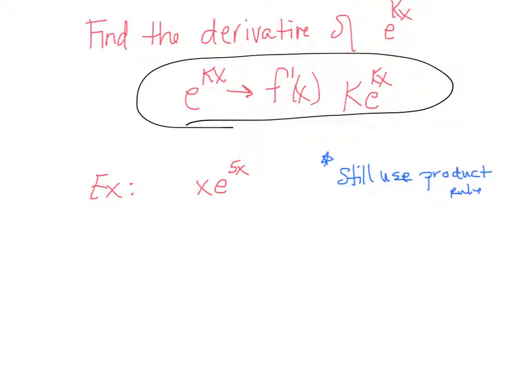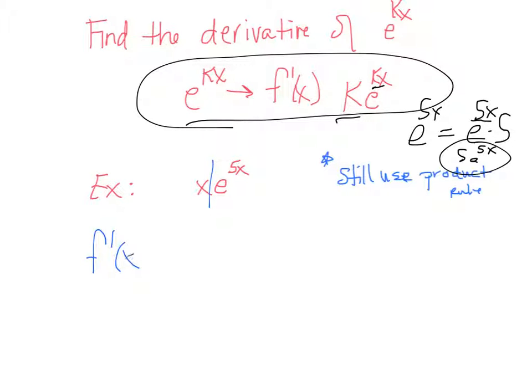So the way you look at it is if you have e to the kx, to find the derivative, it's itself, and then times whatever the value of k is, okay? So if it's e to the 5x, then it's basically e to the 5x times 5. So you could rewrite it as 5e to the 5x. Okay? So if we look at this one, we have the product rule here. Basically, you split it in half. x is f of x, e to the 5x is g of x, and then you proceed.